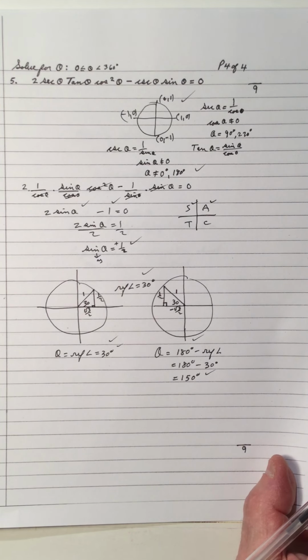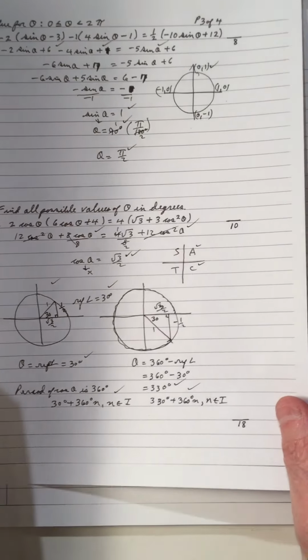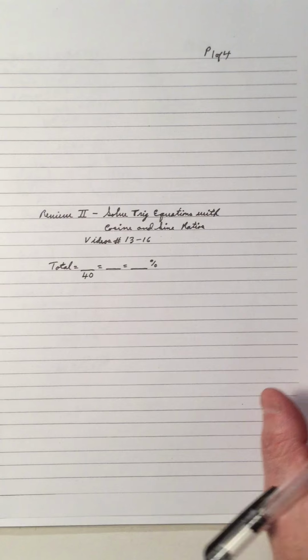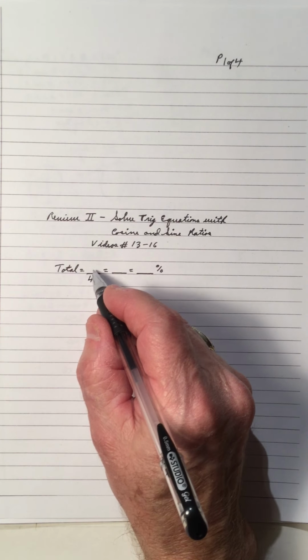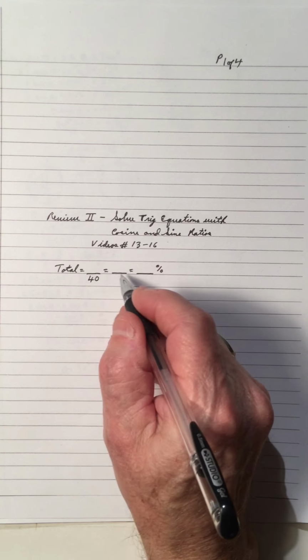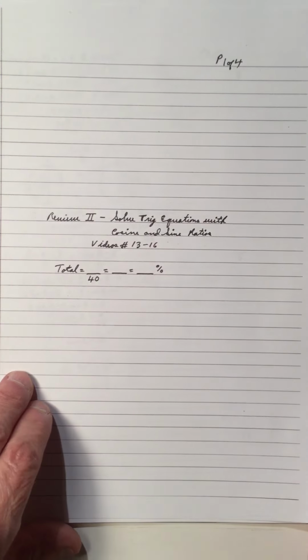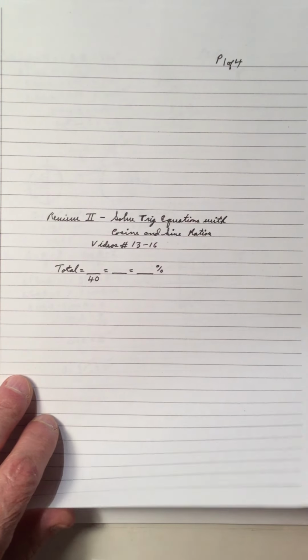So that's the end of this video, and that's a review. Total up each of your pages, and put your total over 40. Divide 40 into whatever number you have and convert it to a decimal. Move your decimal place 2 places to the right. Hopefully your mark on this review, videos 13 to 16, is a good score.